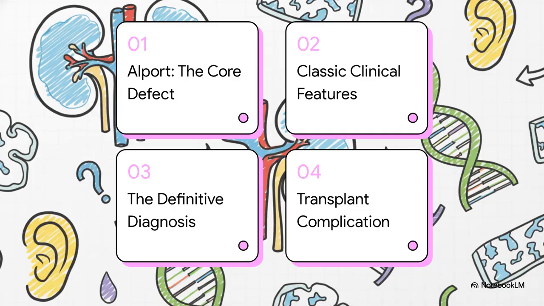So here's our game plan. We'll break this down into 4 key areas. First, we'll get to the heart of the matter, the core defect in Alport syndrome. Then, we'll look at its classic clinical features, walk through the definitive diagnostic pathway, and we'll wrap up with a really critical, high-stakes post-transplant complication.